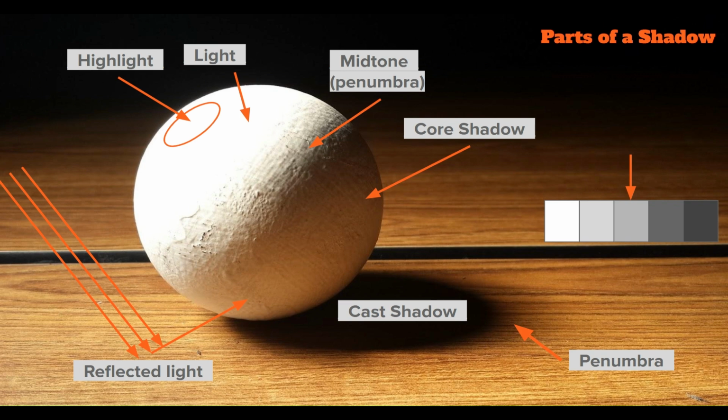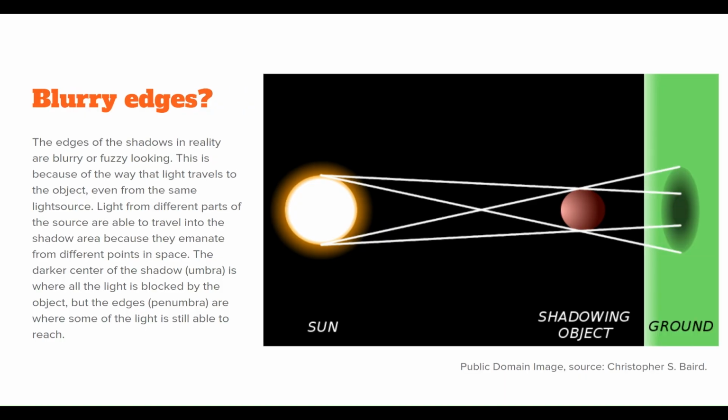Now you might be asking, what is up with this penumbra business? What's up with this fuzzy area at the edge of shadows? Well, they all have blurry edges. The edges of shadows in reality are blurry or fuzzy looking, and this is because of the way that light travels to the object, even from the same light source.